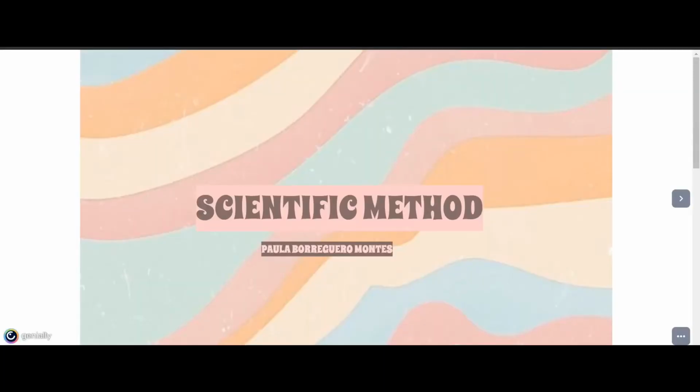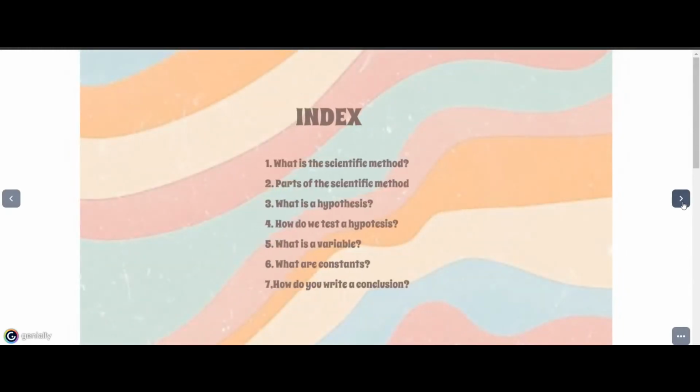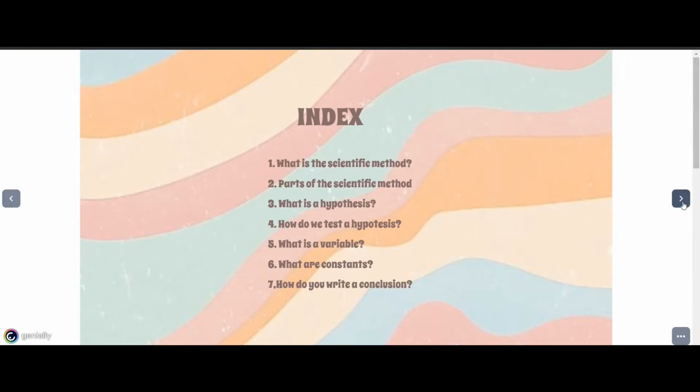I'm going to talk about the scientific method. Here I have the index. 1. What is the scientific method? 2. Parts of the scientific method. 3. What is a hypothesis? 4. How do we test a hypothesis? 5. What is a variable? 6. What are constants? And 7. How do you write a conclusion?